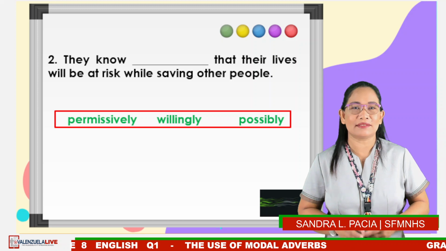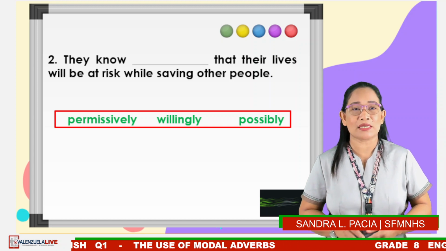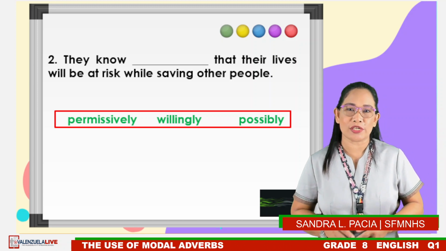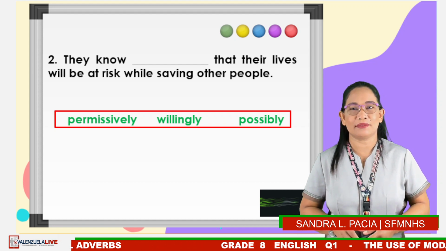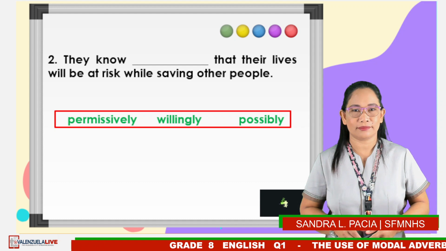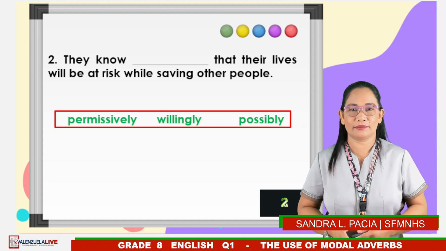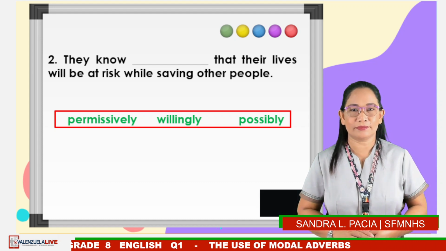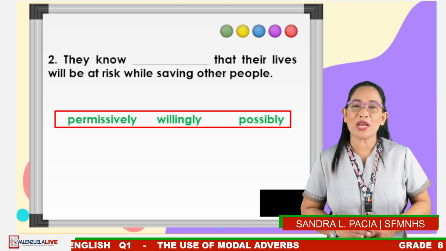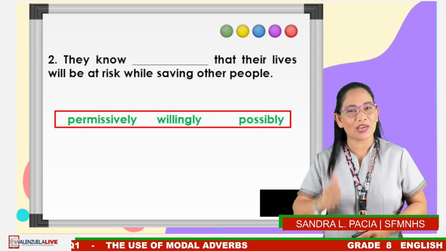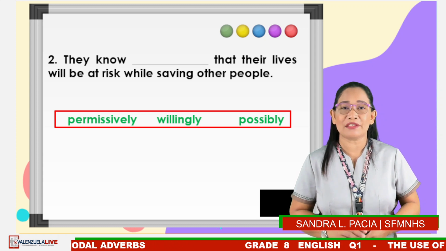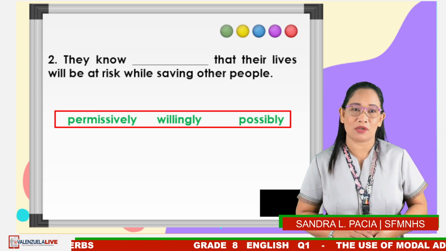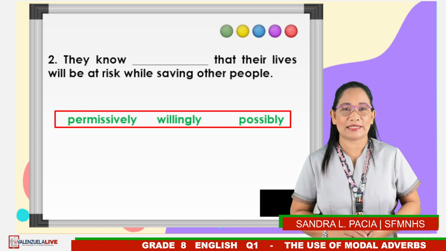Number 2. They know blank that their lives will be at risk while saving other people. The choices are permissibly, willingly, possibly. Here, if your answer is possibly, you got it right. The subject here knows the possible risk in their lives in saving other people. Still, they carry on with their task.